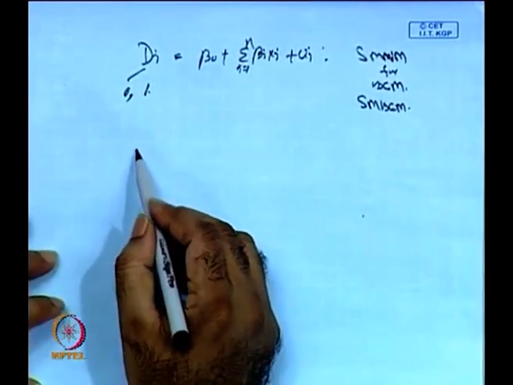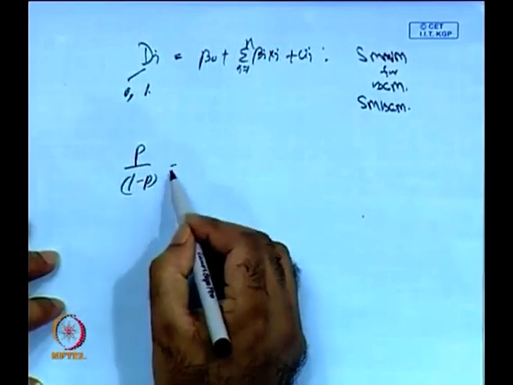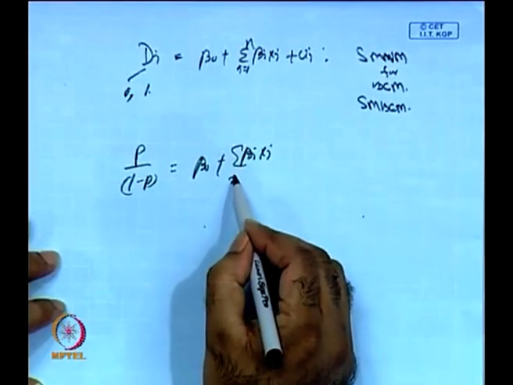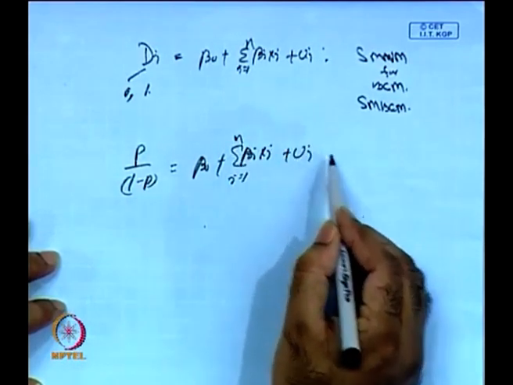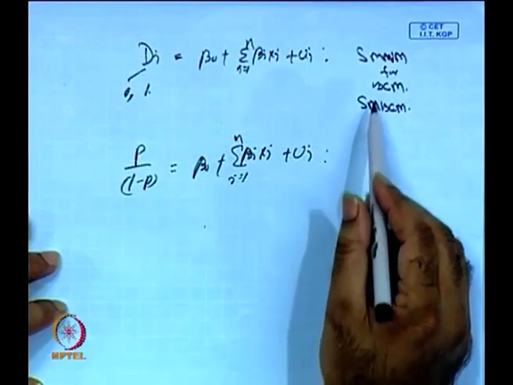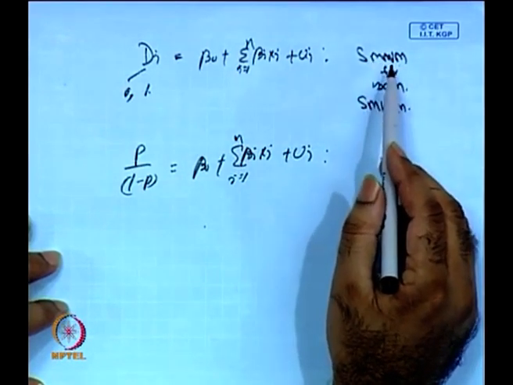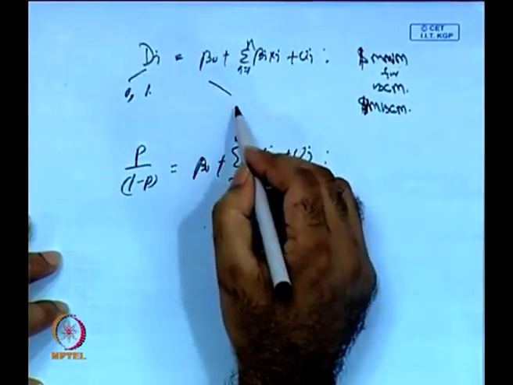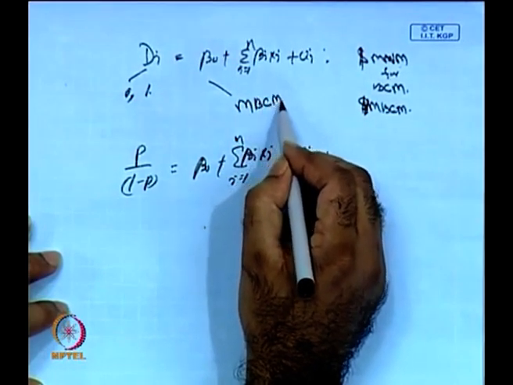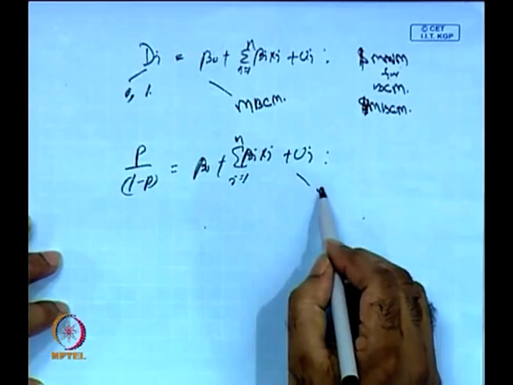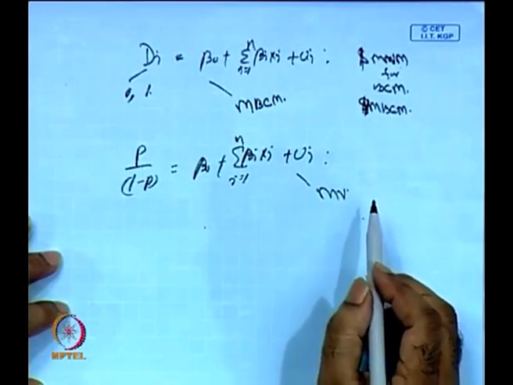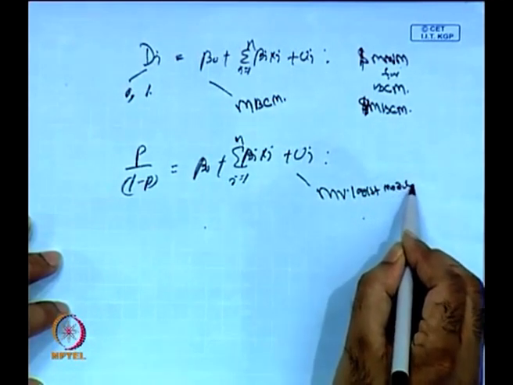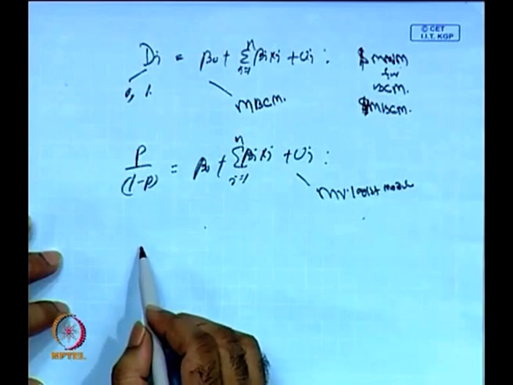So, similarly, in the other case, we will write p by 1 minus p equal to beta 0 plus summation beta i x i, i equal to 1 to n, plus u i. Okay. So, this is called, it is not a simple multivariate, rather it's a multivariate binary choice model. This is called multivariate logit models. Okay.